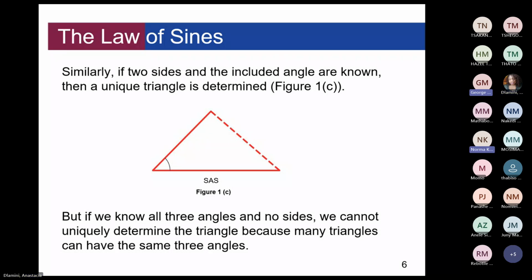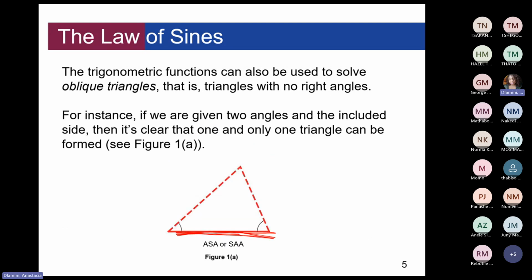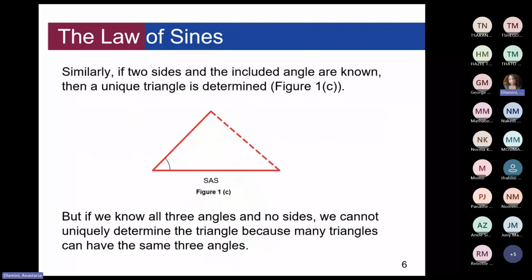Can you explain that? They say that if we know all three angles and no sides. So for example, here in the first case, we know angles and a side, right? That was the first case. Now in the second case, they say we have, yes?